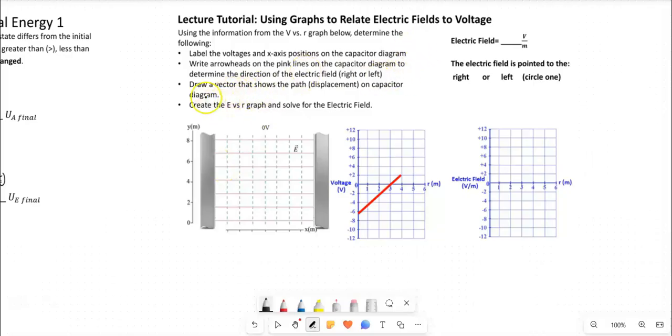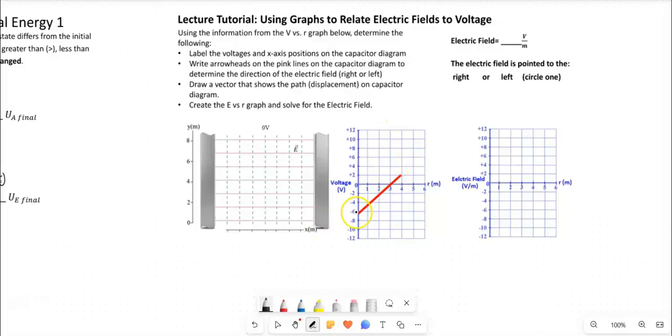Then we're supposed to draw a vector on this diagram for the path that was taken through your calculations. We're supposed to create an E versus R graph and solve for the electric field. So when we solve for the electric field, we'll put that answer up here, and then we'll choose right here whether the electric field is pointing to the right or to the left. Okay, so let's go ahead and work on this.